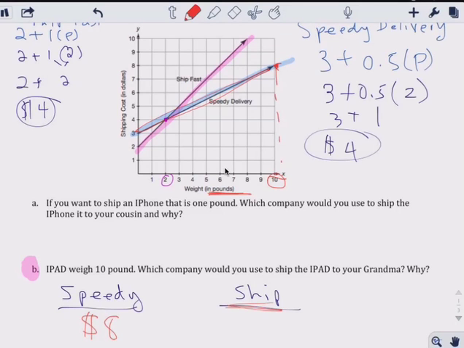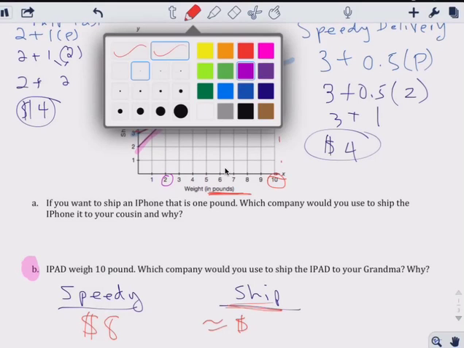Okay, I don't know what else you think it is. Leslie, how much do you think it is? That's for Speedy. We want Ship Fast. Okay? How much is it? I don't see it on the table. How much is it, class? It's about $12, right? Ship Fast.